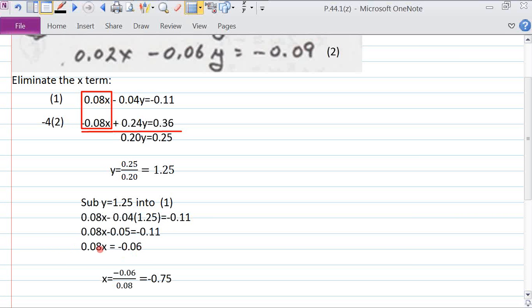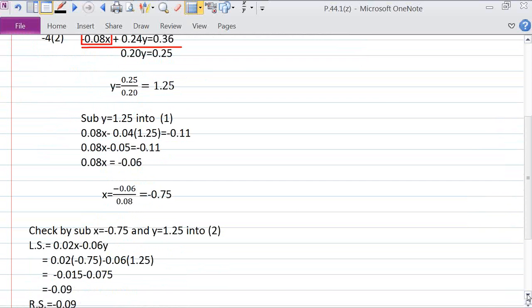I divide the x term by 0.08, and then I have to divide this by 0.08, and I get this. So I get minus 0.75. So I now have the x value and the y value for this. So my ordered pair, the answer to the equation, is minus 0.75 comma 1.25. Now I'm going to check this by substituting into equation 2.